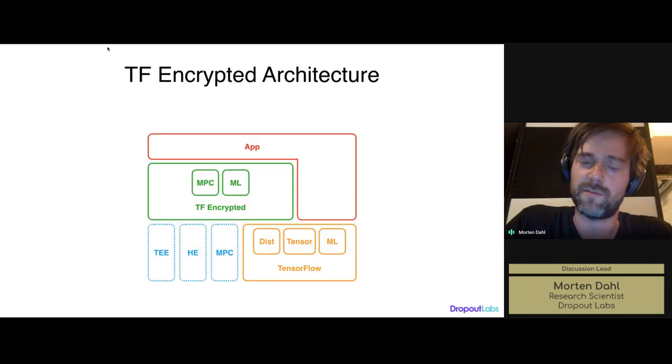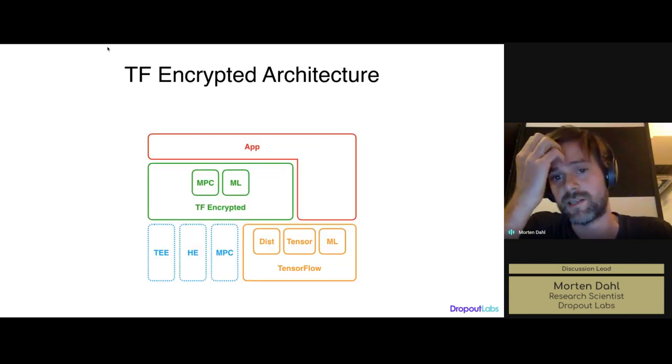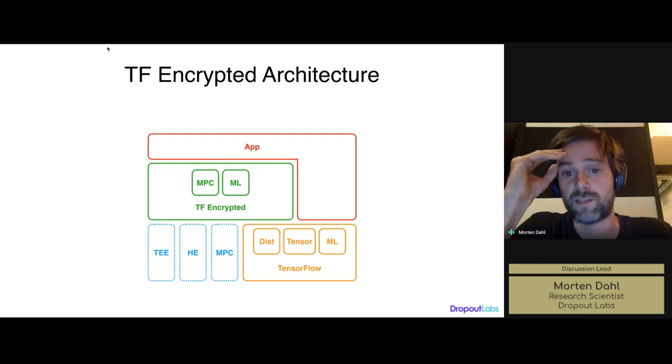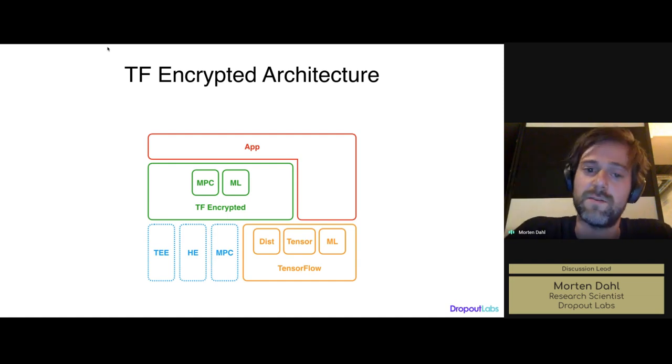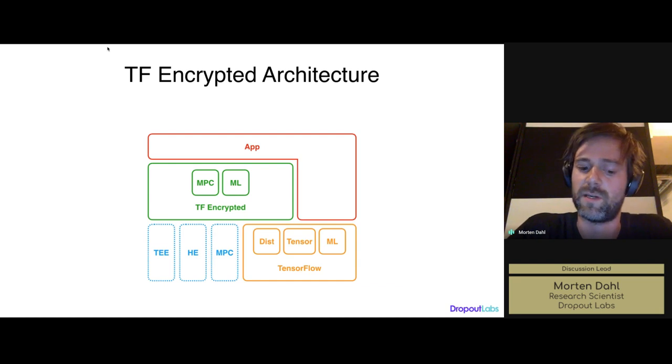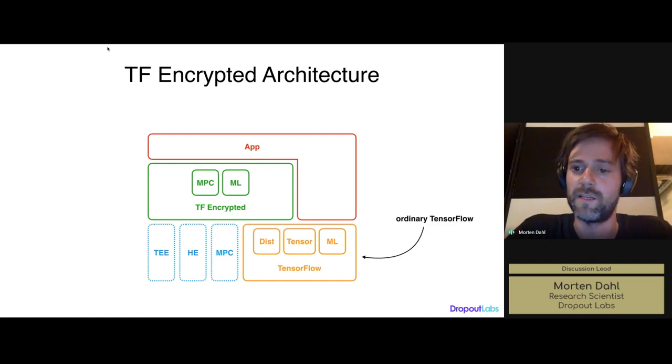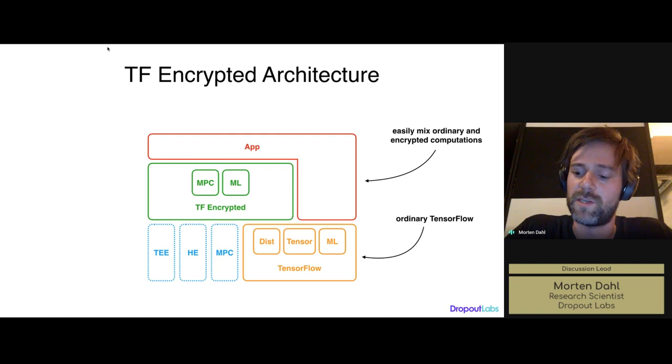A normal TensorFlow or TF-Encrypted architecture would be something like this, where we have your application at the top. Then for some parts, you can use TF-Encrypted with the encrypted computation protocols we have implemented, the machine learning layers we have. But you can also interact directly with TensorFlow for some things. And through the examples, I'm going to illustrate why that's useful. So in other words, we have ordinary TensorFlow down here that we encourage you to use. You're going to have your app up here, which can be a mix of ordinary and encrypted computations.